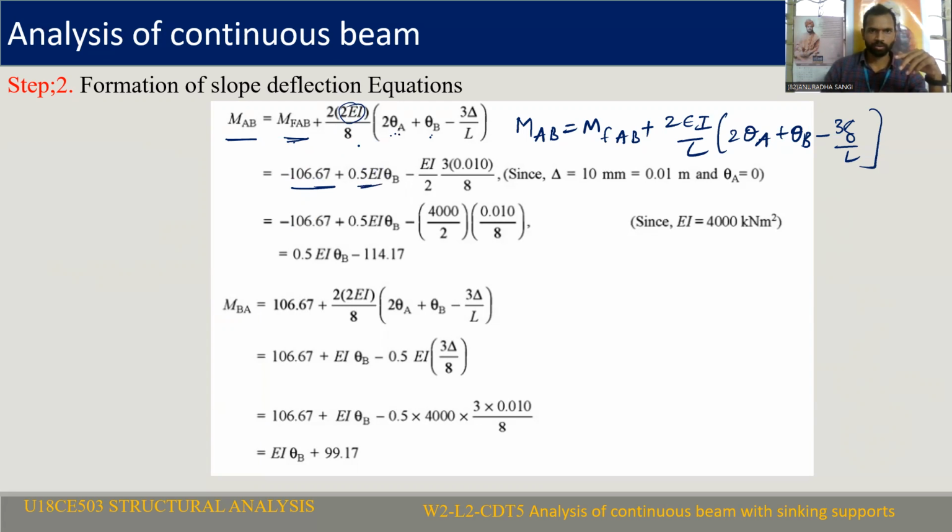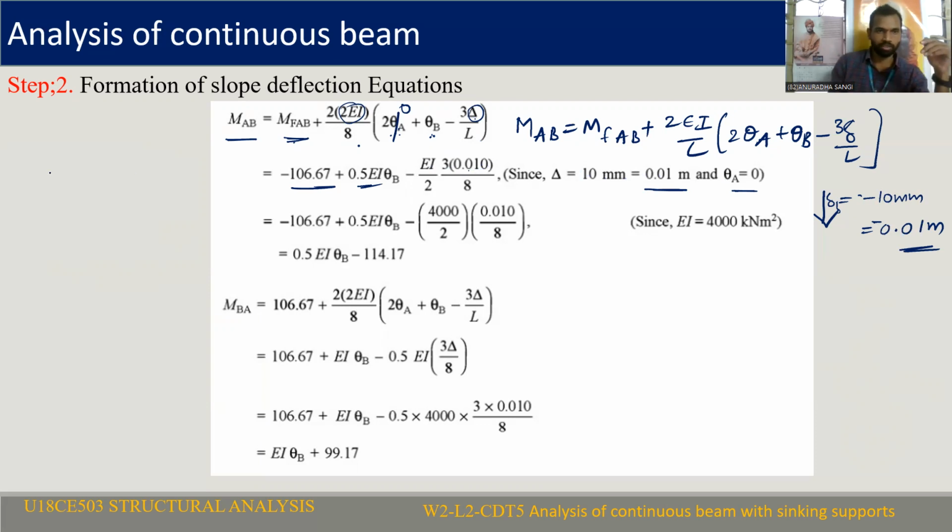Theta A is 0, theta B is unknown. Now the delta value: the support sinks by delta, which is a downward settlement, so we need to consider that value. Delta B will be minus 10 mm, that is 0.01 meters, minus 0.01 meters downward direction. Theta A is equal to 0. Substitute EI, and in place of delta we substitute 0.01.